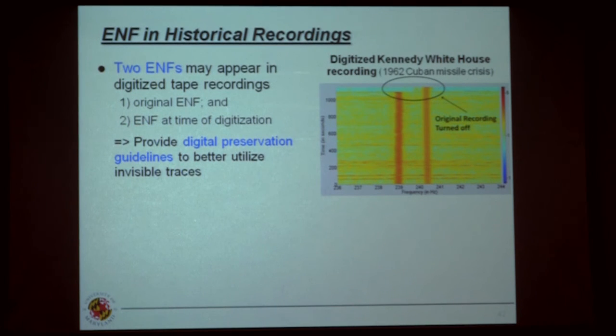During the digitization, there's another round of potential interference. So we potentially are looking at two ENF traces. And this is actually from the digitized version of one particular Kennedy White House recording during the Cuban Missile Crisis time. And you can see there are two stripes. And this part, when you hear the tape, is where it suddenly stops, and then the digitization stops. So from this part, we can infer this particular trace is a little bit more deviated from the nominal.